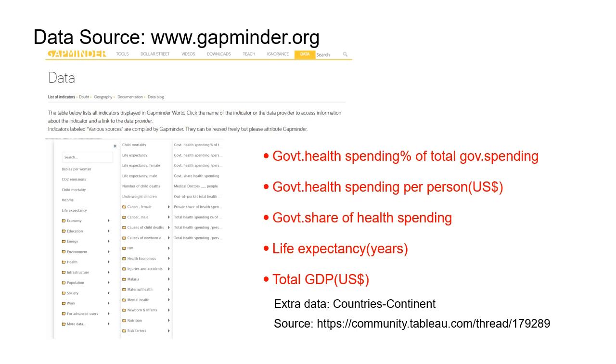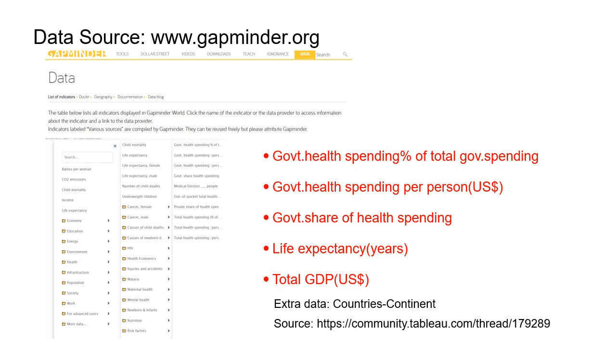The first one is government health spending percentage of total government spending. The second one is government health spending per person in US dollars. The third one is government share of health spending. The fourth one is life expectancy years. The fifth one is total GDP for each country in US dollars.